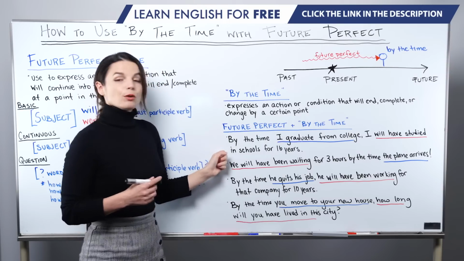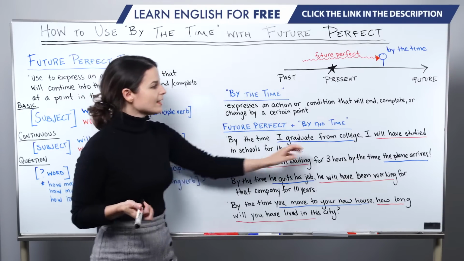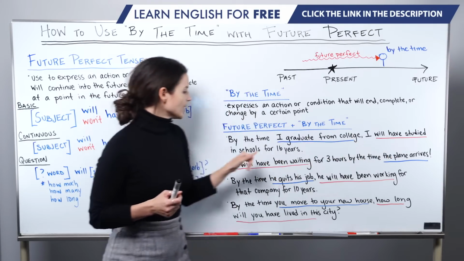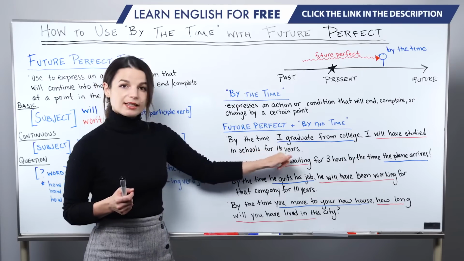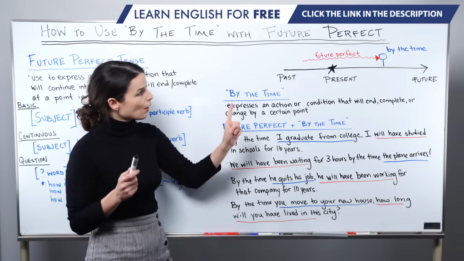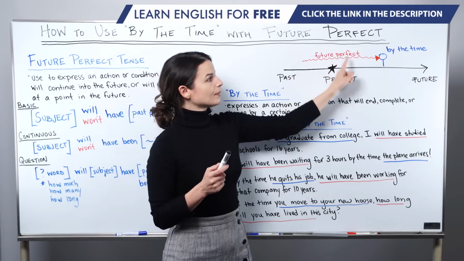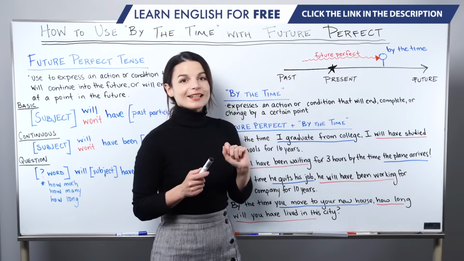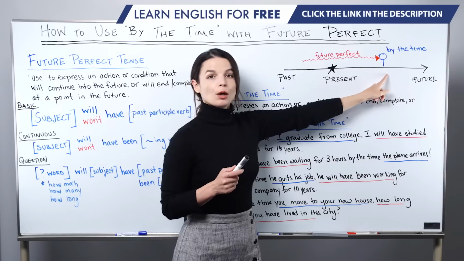Then our future perfect portion is this. I will have studied in schools for 16 years. So that means this action in total will be 16 years at this point.